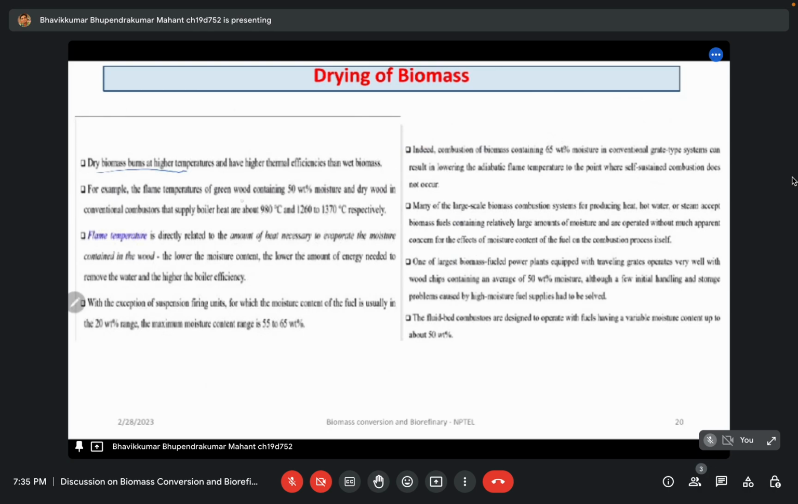Flame temperatures of green wood with 58% moisture and dry wood in a conventional combustor that supplies boiler heat are 980 degrees centigrade, and these are some ranges. If you have the flame, what is the flame temperature? It is mentioned the flame temperature.